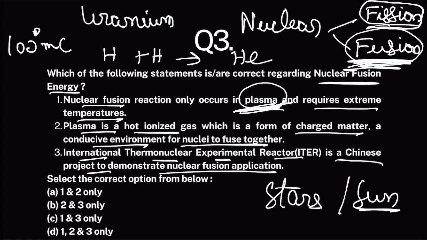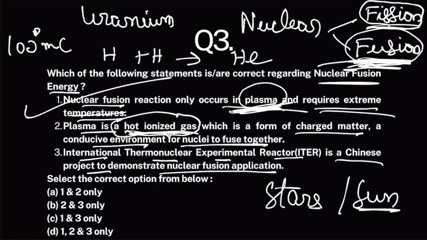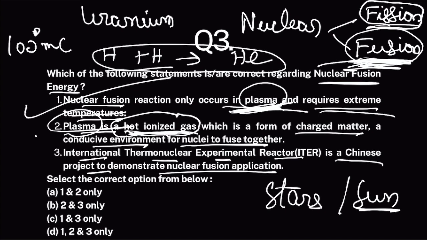Clear? So without plasma, there is no nuclear fusion reaction. So nuclear fusion reaction only occurs in plasma and requires extreme temperatures. Absolutely correct. The reason why plasma is suitable is because plasma is a hot ionized gas. In the atoms of this gas, some electrons are knocked out, so they become ions. This hot soup of ionized atoms is known as plasma, and it creates a charged environment where nuclear fusion reactions can happen easily. So this is also correct.